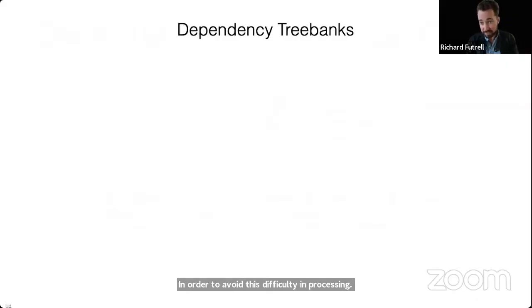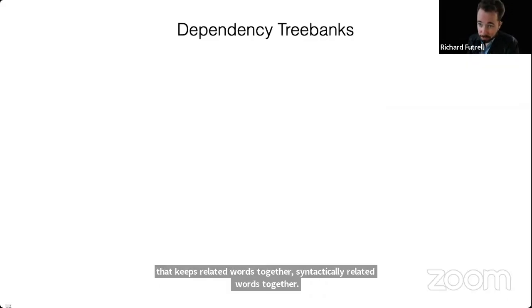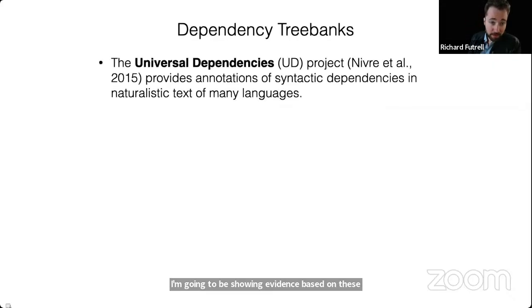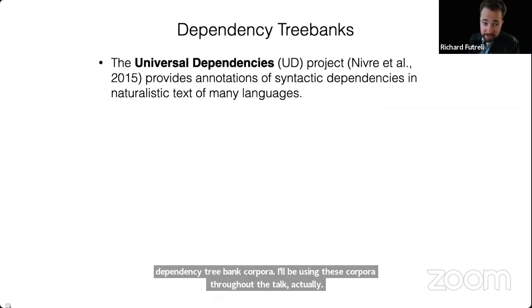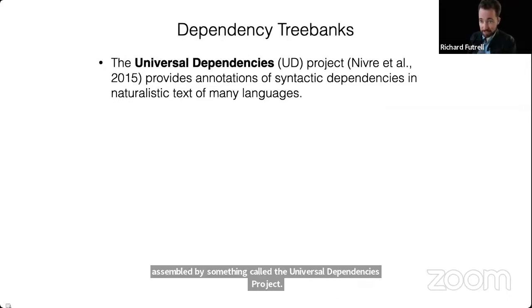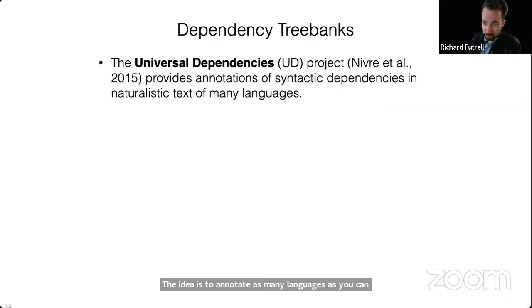Now I'm going to show evidence based on large-scale linguistic corpora that this is true, that the word orders of languages are structured in a way that keeps syntactically related words together. I'm going to be showing evidence based on these dependency treebank corpora. I'll be using these corpora throughout the talk, actually. These are data sets of many languages that have been assembled by something called the Universal Dependencies Project. The idea is to annotate as many languages as you can in terms of a unified syntactic formalism. And these are corpora of naturalistic text.